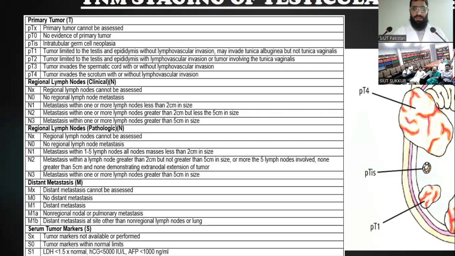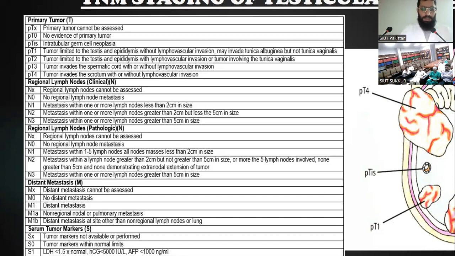Pathological N is NX: regional lymph nodes cannot be assessed. N0, no regional lymph node metastasis. N1 is metastasis within 1 to 5 lymph nodes, all node masses less than 2 centimeter in size. N2 is metastasis within a lymph node greater than 2 centimeter but not greater than 5 centimeter in size, or more than 5 lymph nodes involved, none greater than 5 centimeter, and none demonstrating extranodal extension of tumors. N3 is metastasis within one or more lymph nodes greater than 5 centimeter in size.